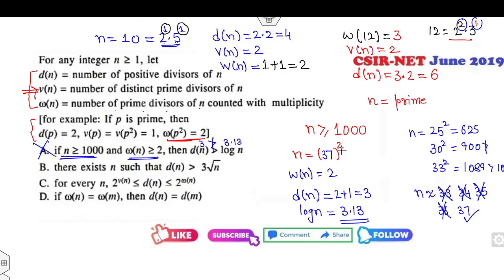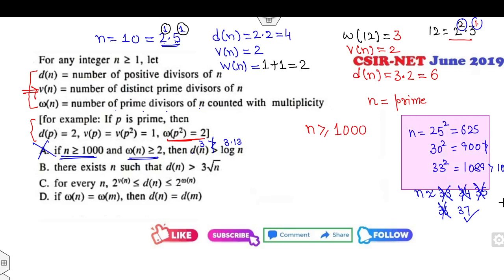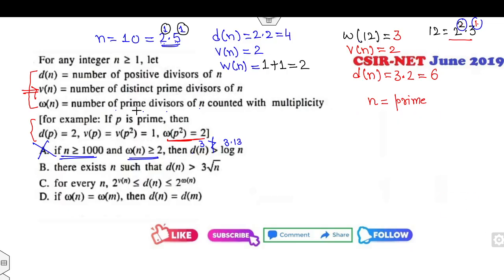Fine. This is the first method. There is one more method. Apart from thinking about the prime number, you can also think about any other number, because n can be any number. It may be prime, it may be composite.